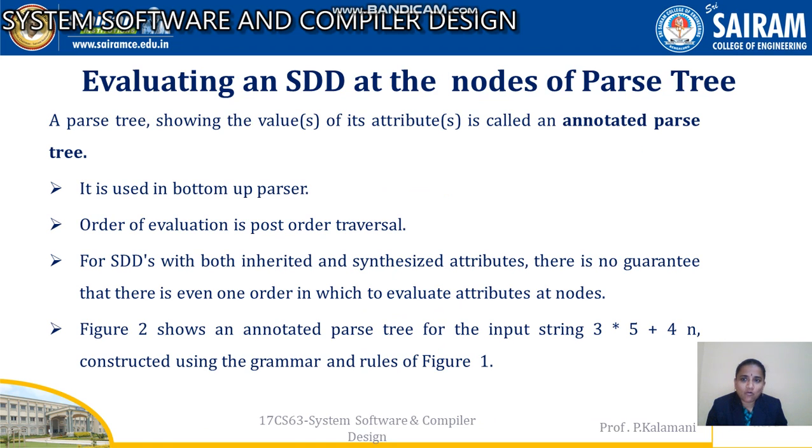Next we will see how to evaluate an SDD at the nodes of a parse tree. We know that we construct a parse tree for a given expression of a grammar. In the parse tree we have a root node, internal nodes, then left subtree and right subtree. A parse tree showing the values of its attributes along with the grammar symbols is called an annotated parse tree. We'll discuss the annotated parse tree in the next class.